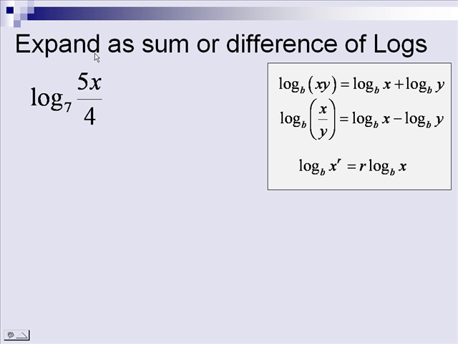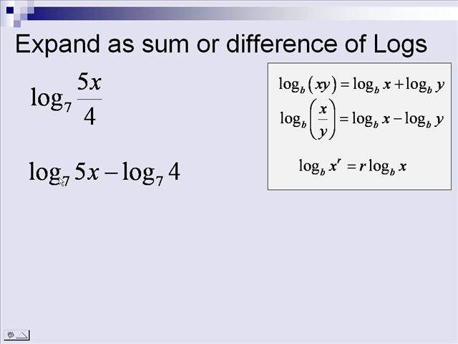Alright, so here's a log that I have: log base 7 of 5x over 4. What I want to do is expand it out as a sum or difference of logs. At the end, I would like to have all single logs with either single numbers or single variables inside and no exponents. So here's how we would start. I notice that this is a division, and if we have a division, I know I can separate that into two different logs with a subtraction. So we'll go ahead and do that.